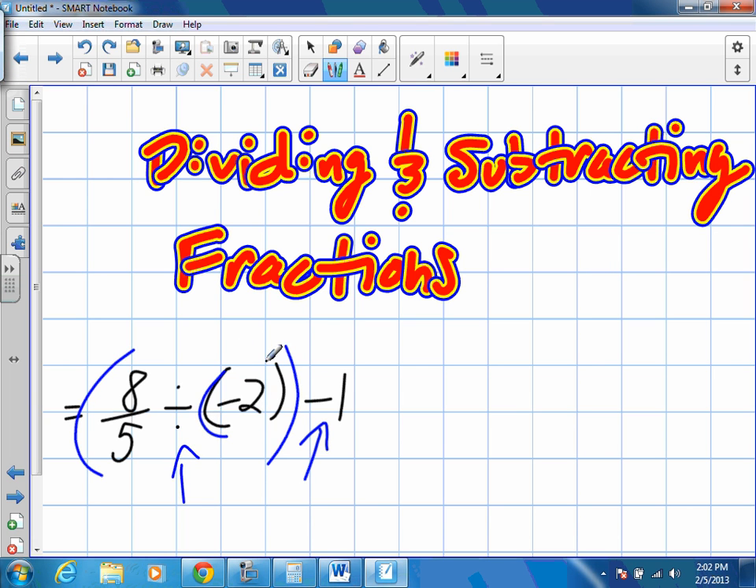Now, these brackets, in BEDMAS it says to deal with them first, but it's just one term inside of the bracket. There's nothing to simplify there. The brackets are really just to help us realize that this is -2.